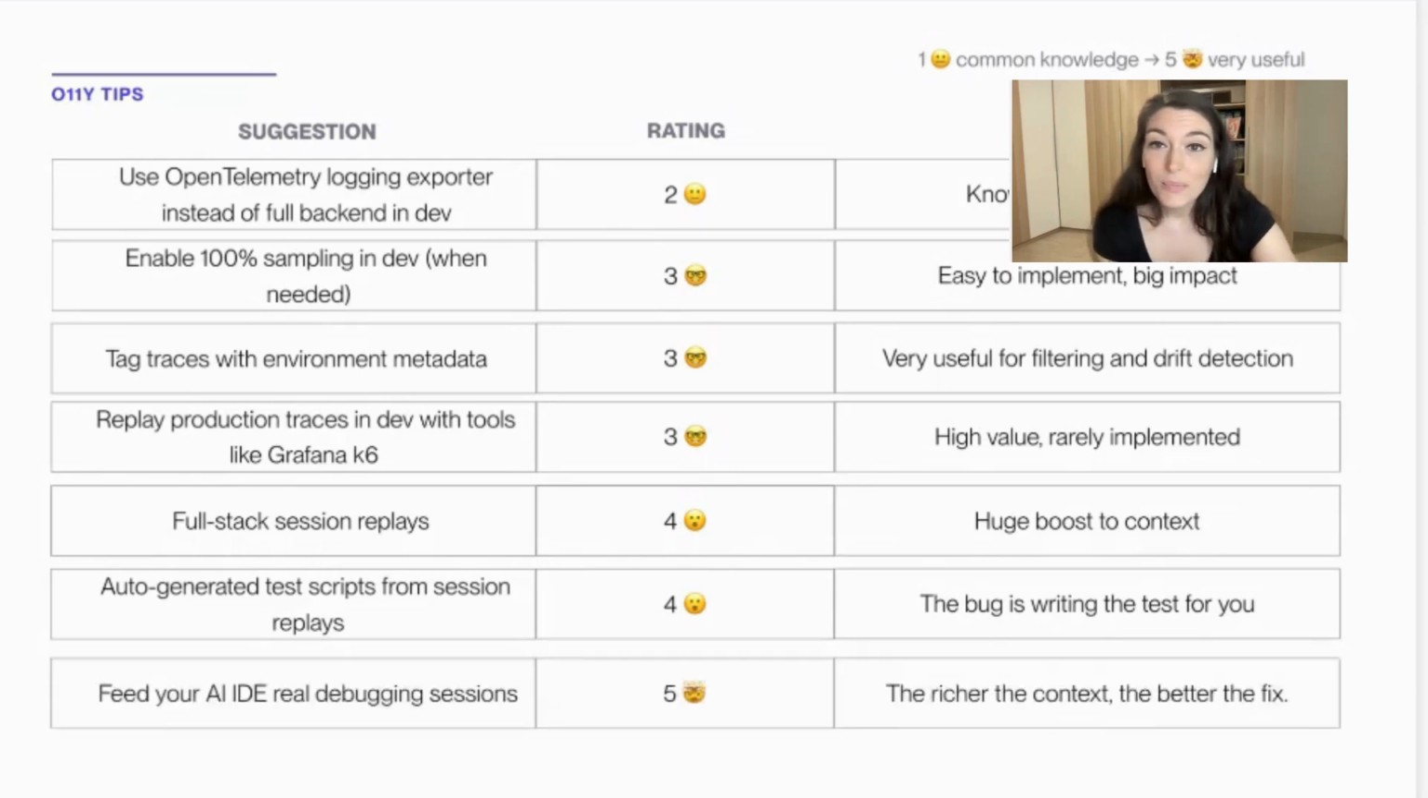And the very final tip is to feed your AI IDE real debugging sessions. AI IDEs like Copilot or Cursor shine when they're generating code, but they struggle with complex debugging because they lack that full stack runtime context. If you want actionable fix suggestions, feed them data from session recordings that correlates front-end with back-end information so that it has user steps, API calls, logs, traces, failure paths. It's actually everything that happened.